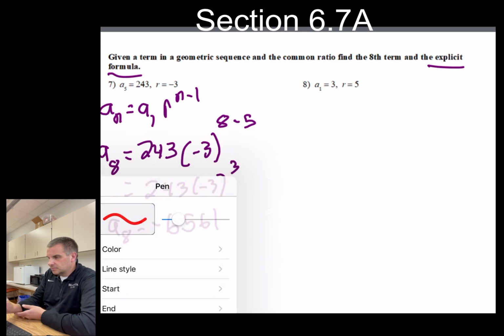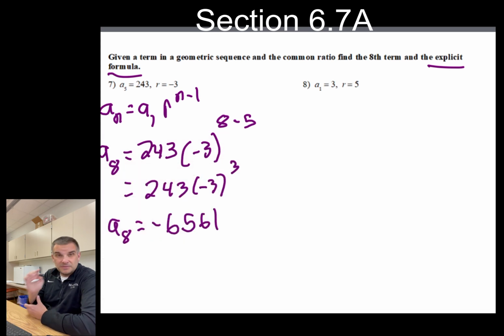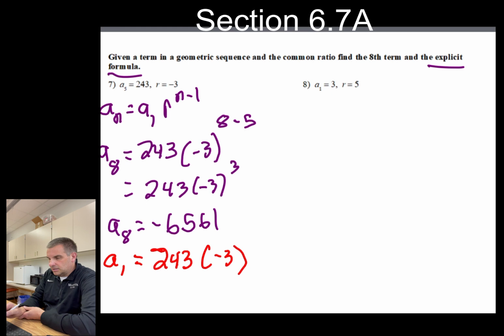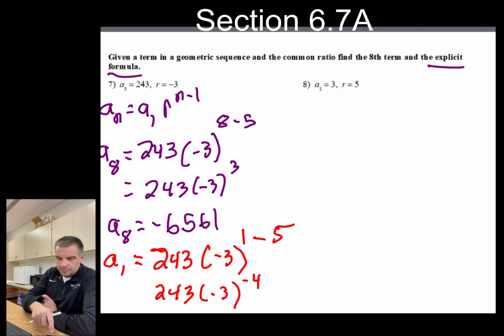Now it also wants us to write the explicit formula. So in order to write the explicit formula, we need to know the first term. The first term is going to be a term that we know, times our ratio, which we know now is -3, to the n minus 1. Now, 1 minus 5, since 243 was my 5th term. So that's 243 times -3 to the -4th.